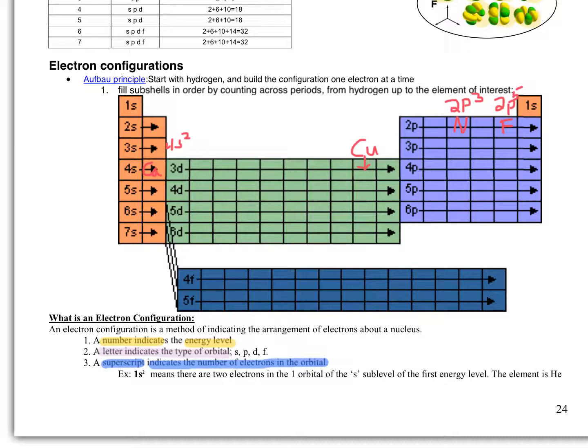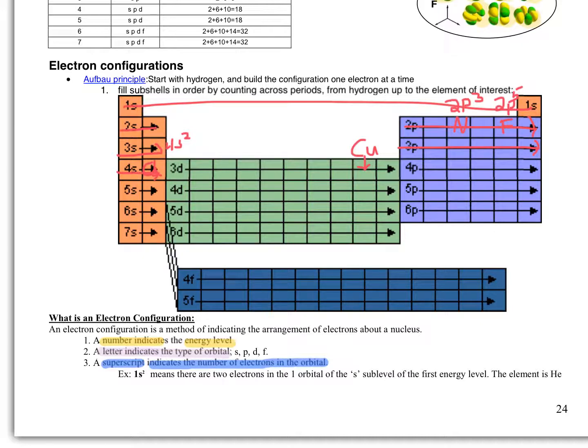Well, you're going to start at 1s, and you're going to go down 2 blocks. Then you're going to go to 2s and go down 2 more blocks. Go to 2p, keep going for 6 more blocks. When you're at the end of 2p, you're going to be at 3s. Go to 3s, go 2 more blocks. Go to 3p, go 6 more blocks.